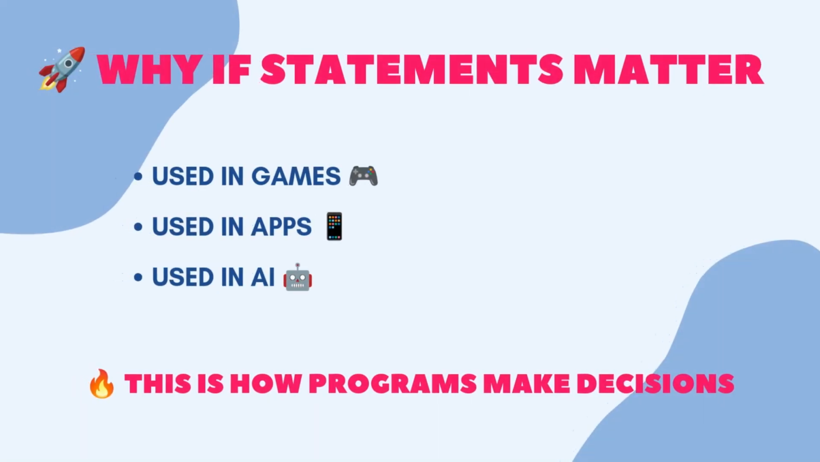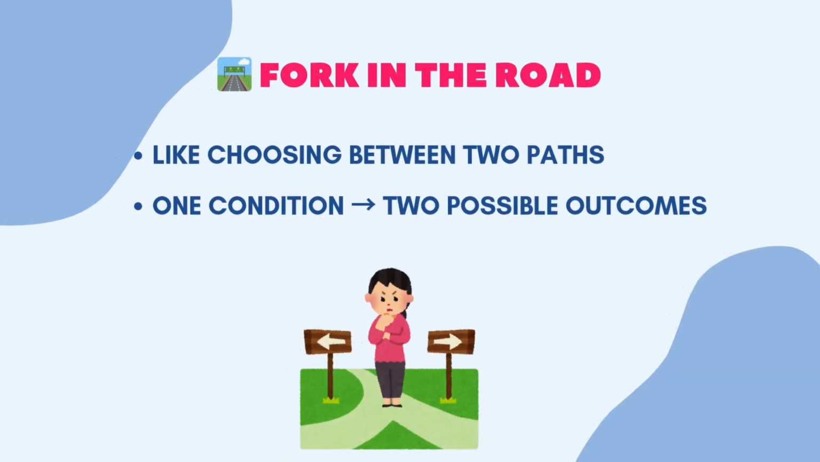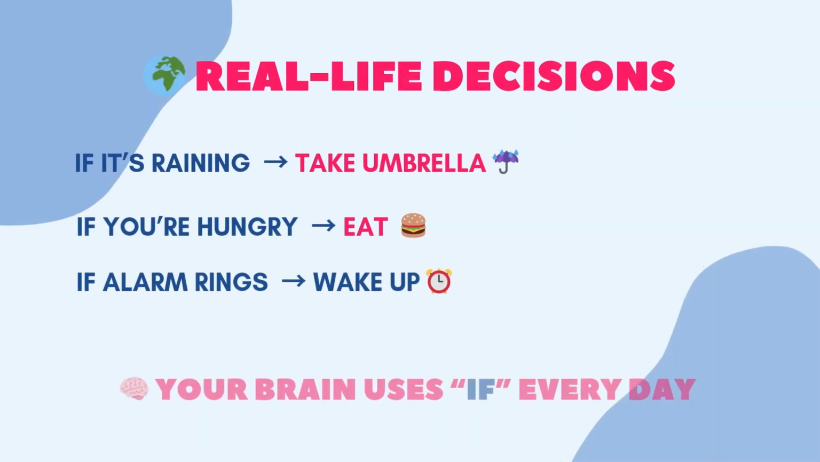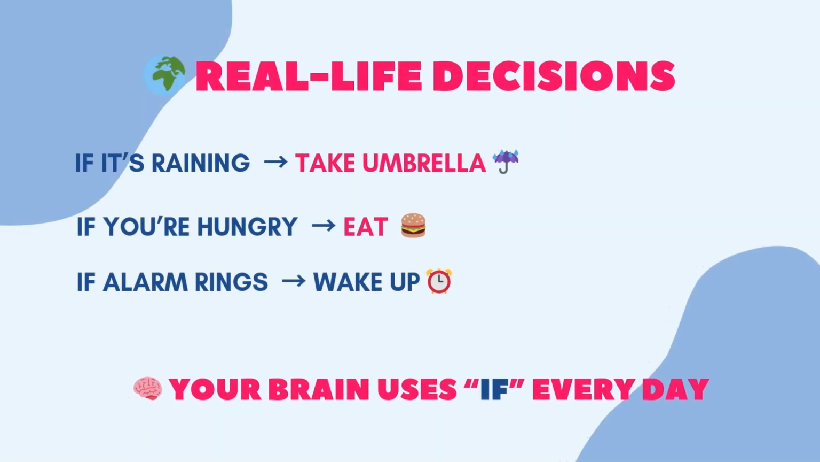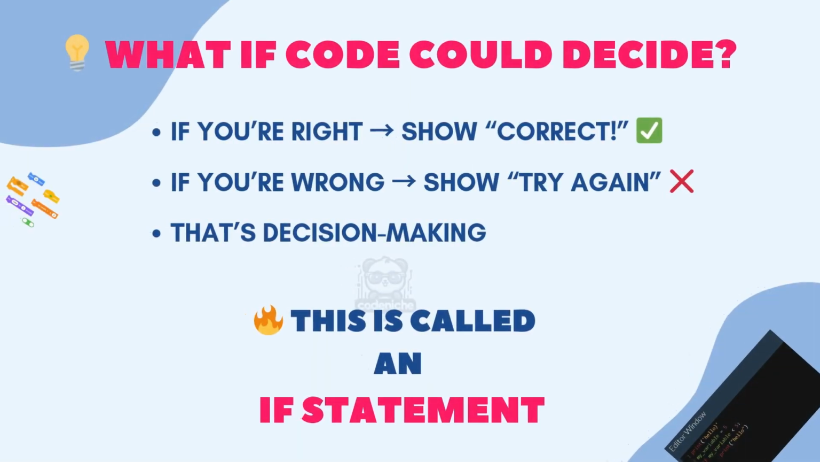We are going to talk about the if statement. An if statement is a fork in the road. If this condition is true, do this. Otherwise, do that. Your brain does this constantly. If it's raining, take an umbrella. If you are hungry, eat. The if statement gives your program that same decision-making ability.